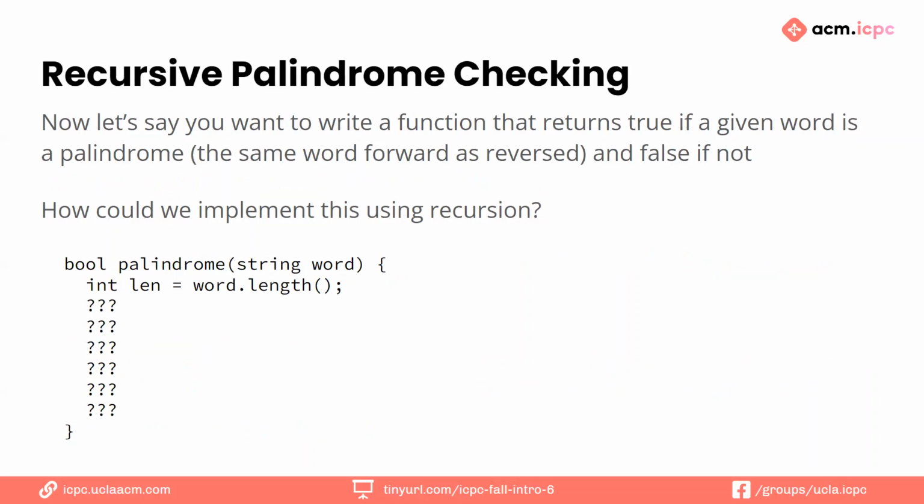Now, if we were to write a palindrome checker, where a palindrome is a word that is the same forward as it is backwards, maybe just take a couple minutes and either jot something down or just think about the pseudocode for how you would go about doing this, given this quick snippet here, where you have a function that returns a Boolean of whether a given word is a palindrome or not. And I just set up this int length equals word.length, so you could use that as a variable in the function. So just take a couple minutes, think about it, and then I'll go over it.